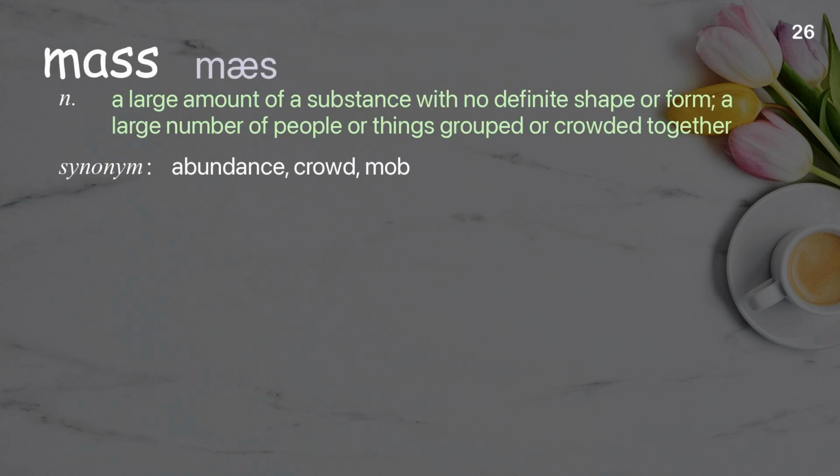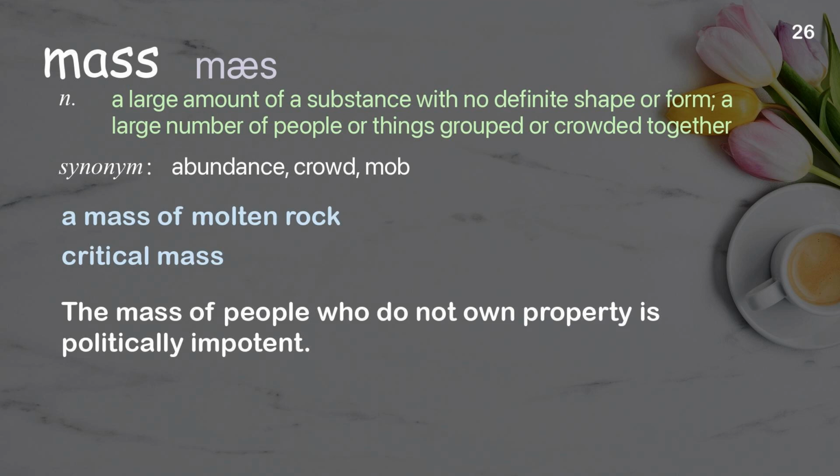Mass. A large amount of a substance with no definite shape or form, a large number of people or things grouped or crowded together. Examples: a mass of molten rock. Critical mass. The mass of people who do not own property is politically impotent.